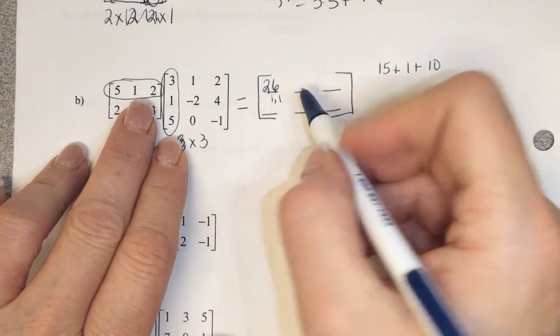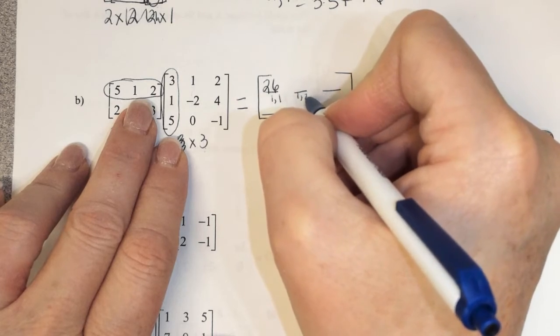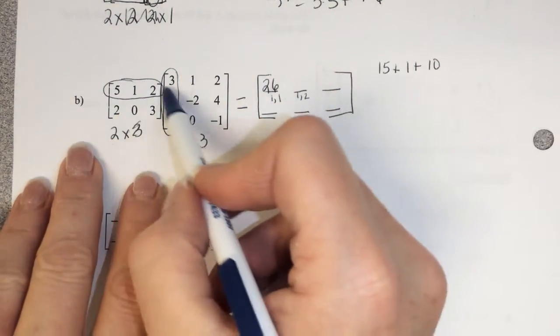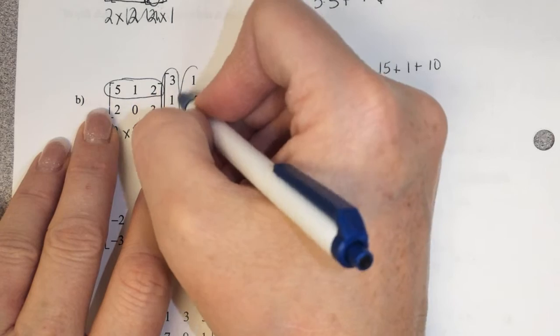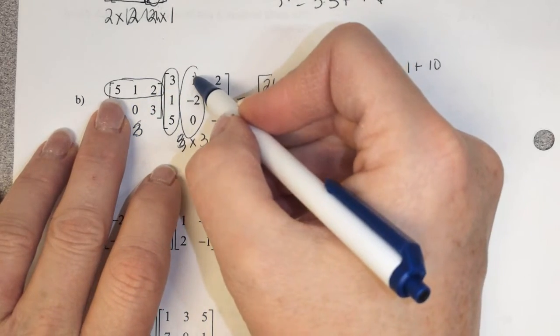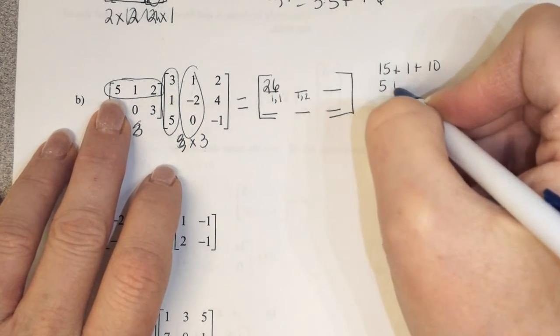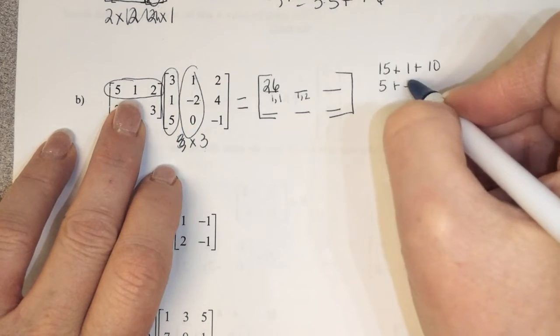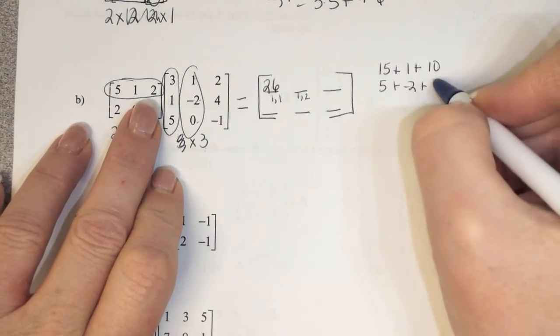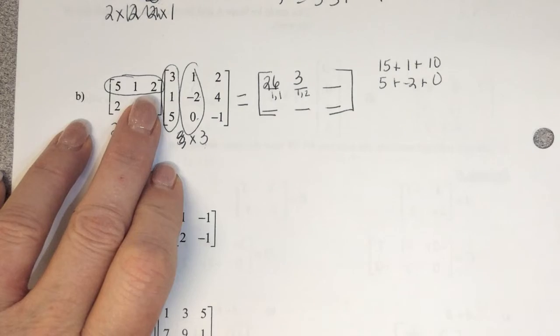All right, let's find this one. This is in the first row, second column. So I'm going to have to use the first row again, but now the second column. Match it up. 5 plus -2 plus 0. So that's going to be 3.